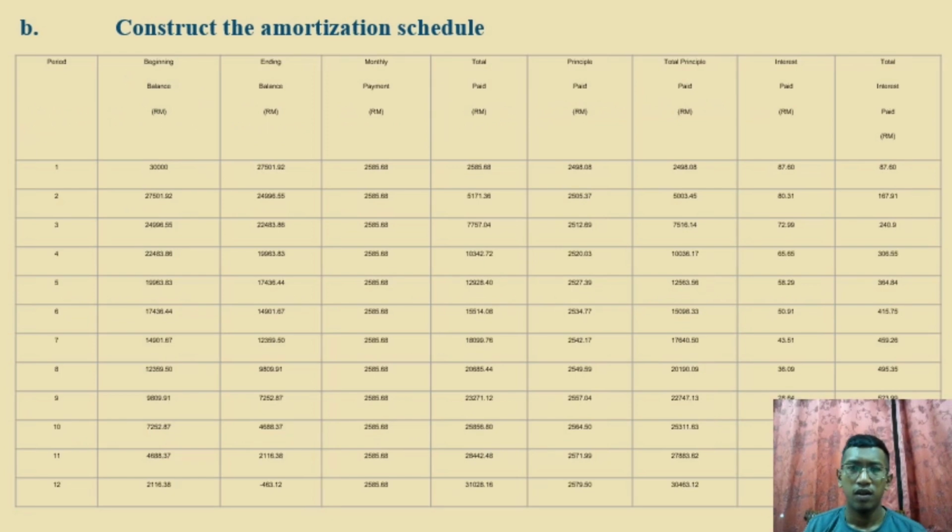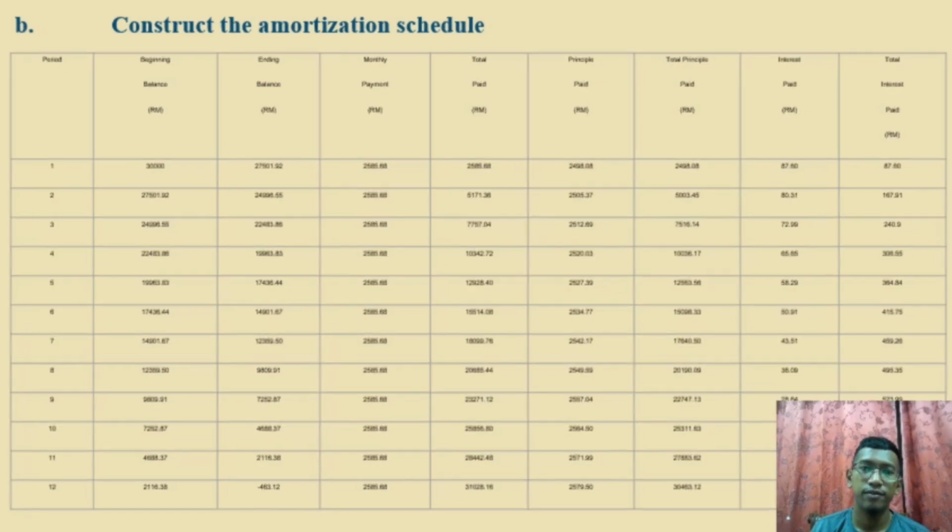Okay. For question 4B, construct the amortization schedule. So the loan beginning is RM30,000. To find the interest paid, it is loan multiplied by i multiplied by 1 divided by 12. Next, to find the principal paid is monthly payment minus interest. Next, to find the ending balance is beginning balance minus principal paid. And the last one, we get the total by this formula.